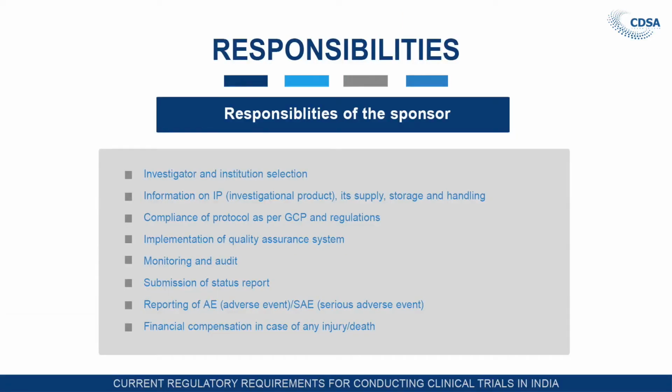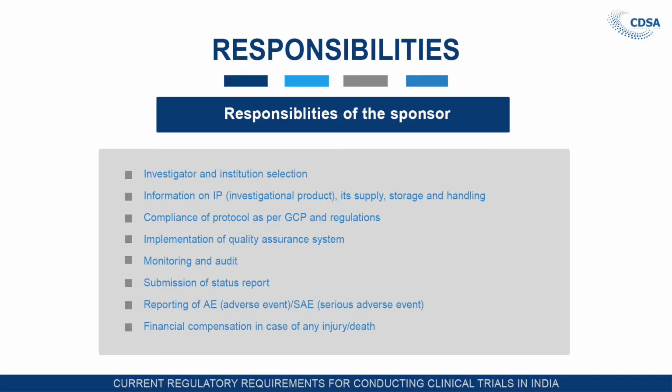In a clinical trial, there are many stakeholders, and all the stakeholders play a very crucial role in the success or failure of a clinical trial. The first one is a sponsor. A sponsor can be an investigator, can be an institution, and the sponsor is the one who selects an investigator and selects an institution very carefully. He or she is the one who has all the information related to the investigational product. They supply, they store, and they know how to handle the investigational product. They also ensure that the protocol is compliant as per the GCP and the regulations of the country.